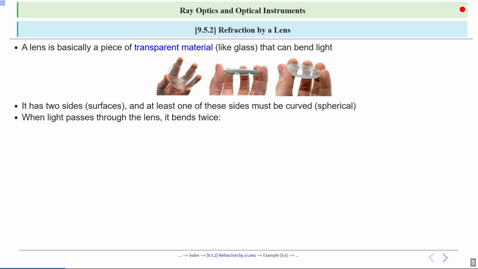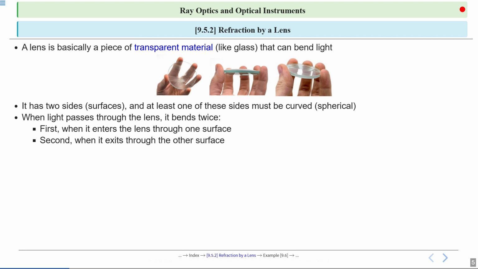When light passes through the lens, it bends twice. When light is incident on one surface and enters the lens, it bends first, as it goes from one medium to the medium of the lens. Then again, on the second surface, it exits the lens, going from the lens medium to another medium. Then it will bend again. So it will bend twice.